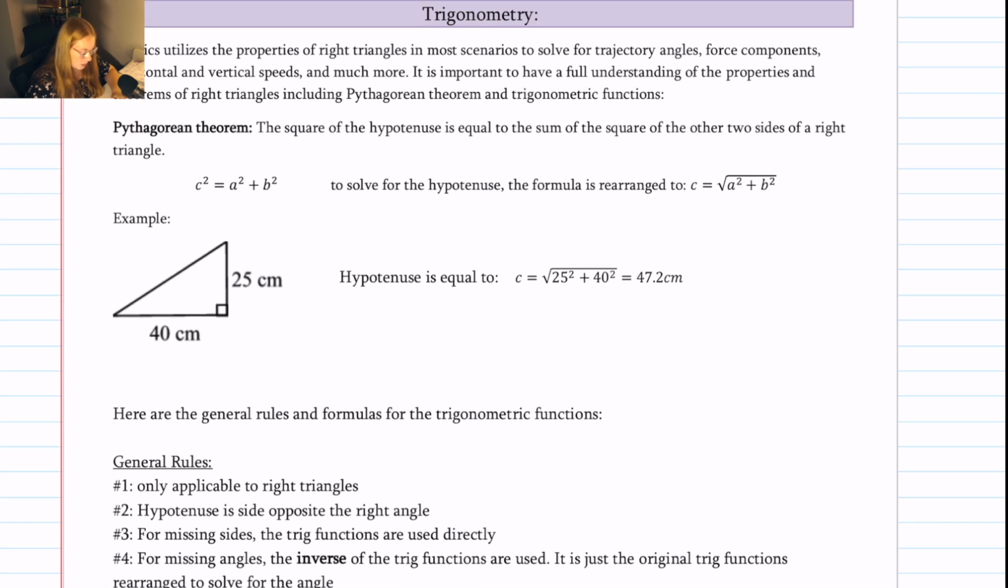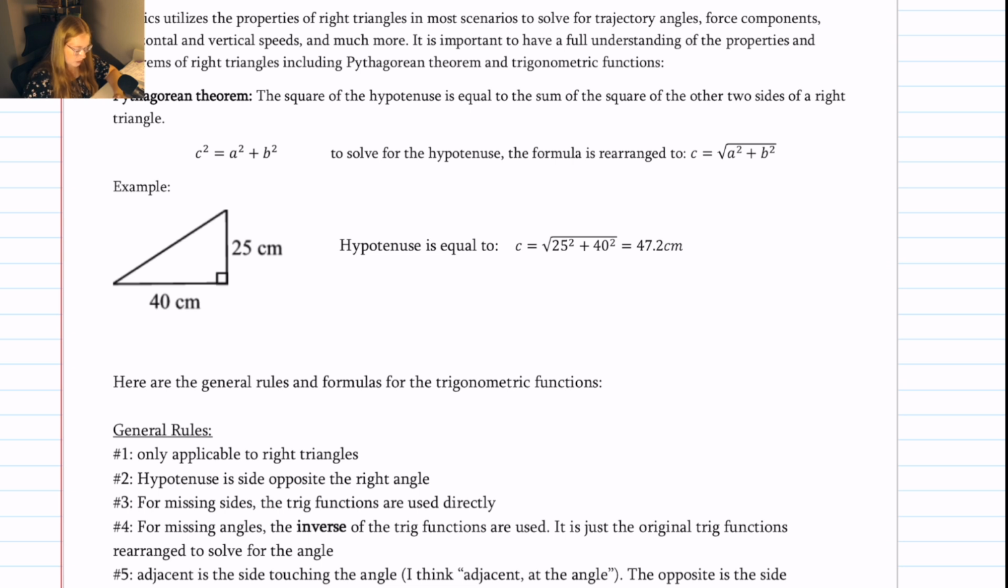So physics utilizes a lot of right-angled triangles. Whenever we're talking about projectile motion, or anytime you apply a force at an angle, we're going to talk about it in terms of the X direction and Y direction, so horizontal and vertical. And to do that, that makes a right angle. And so we're really talking about triangles.